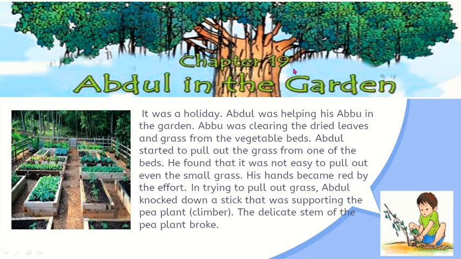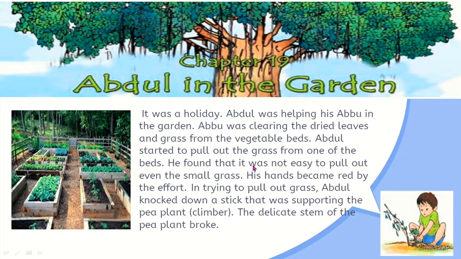Now, chapter 19, Abdul in the Garden. It was a holiday. Abdul was helping his Abu in the garden. Abu means father. Abu was clearing dried leaves and grass from the vegetable beds. These are the beds. Abdul started to pull out the grass from one of the beds.